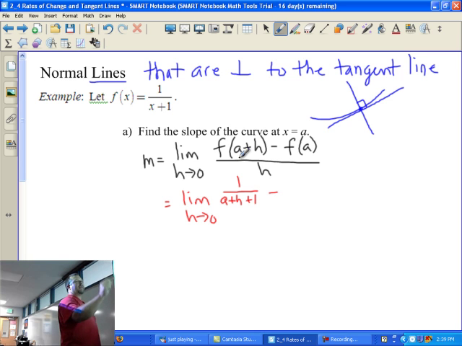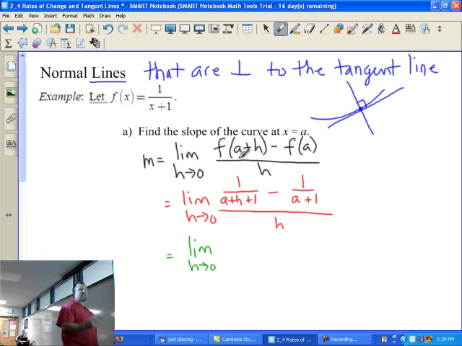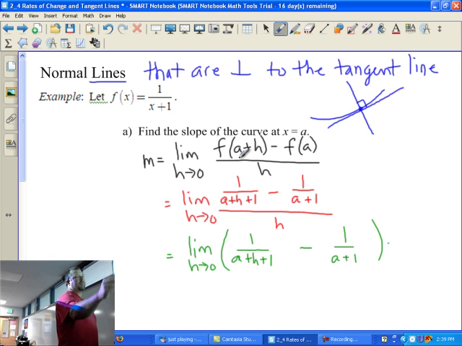Plus 1 minus 1 over x, which is now a plus 1, all divided by h. Okay, now, do you remember 2.1? You had fractions, you were subtracting, you were dividing, you had to find a limit. So we're just going to simplify the fractions so that we can cancel everything out. I think it's easier if we write this as 1 over a plus h plus 1 minus 1 over a plus 1 times 1 over h.